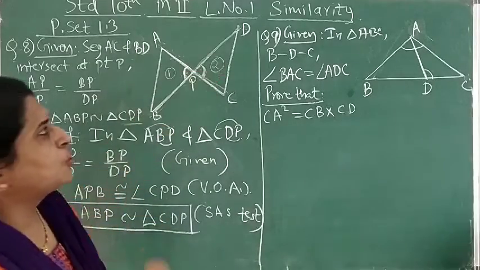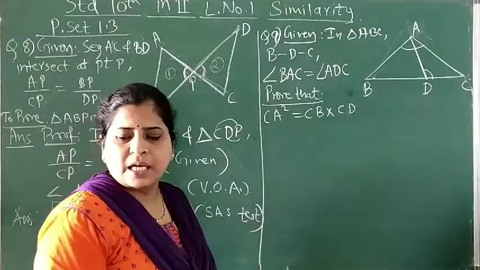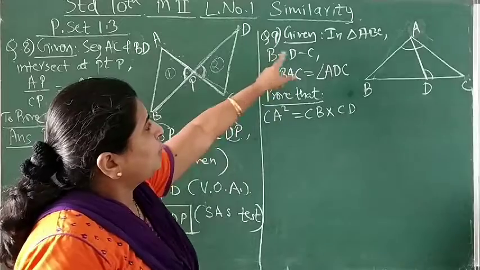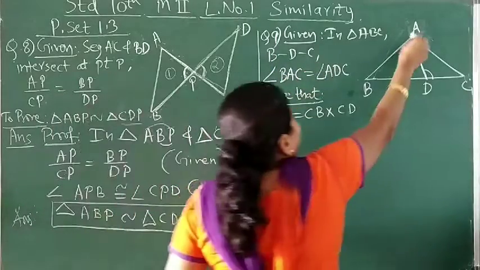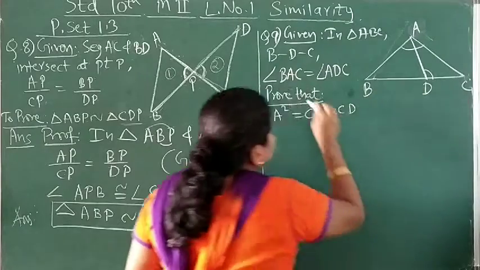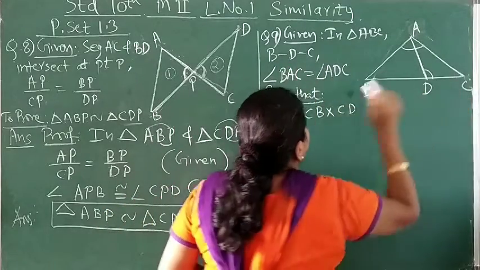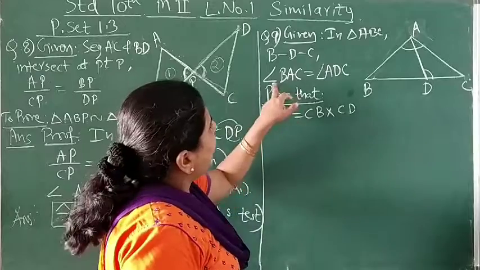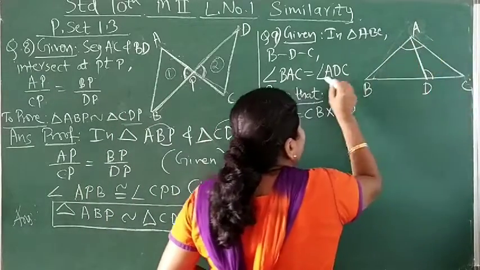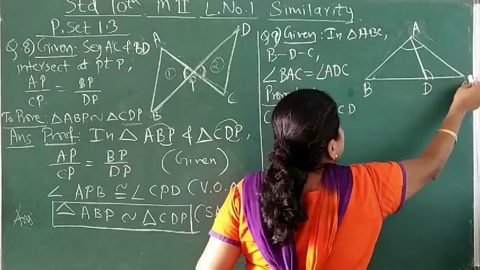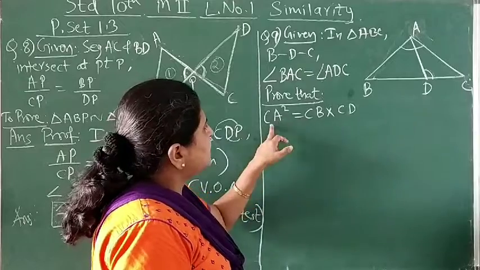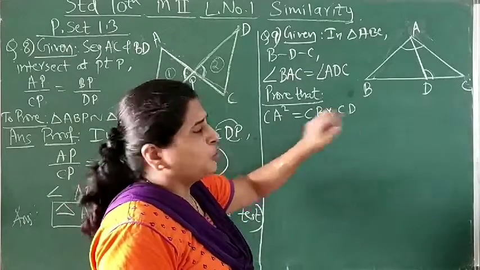Okay. Now let's go to question number 9, which is the last question of this Practice Set 1.3. Now in this figure, it is given that in triangle ABC, point D is somewhere on BC, with betweenness B-D-C. And it's given that angle BAC is equal to angle ADC. So these two angles are congruent. And we have to prove that CA square is equal to CB into CD.